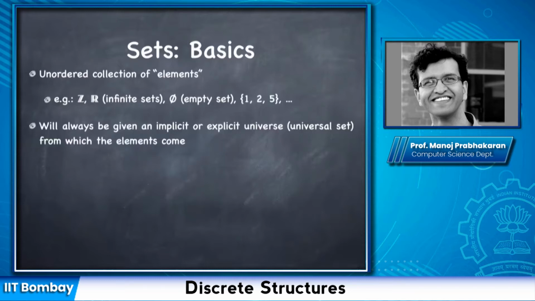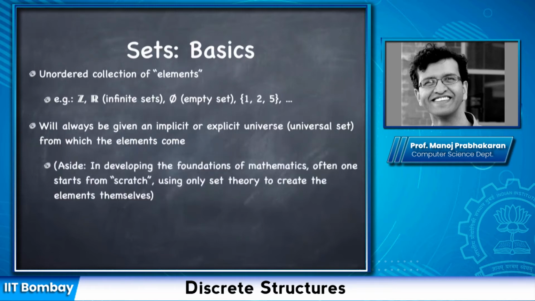So we'll always have an implicit or explicit universe, or a universal set, from which the elements of the sets we are interested in come. Just as an aside, in developing the foundations of mathematics, there is an approach that uses set theory, and there you develop everything from scratch. Everything is defined in terms of sets themselves. So we'll not be worried about that. For us, basic familiar sets like sets of integers and real numbers will always be given.